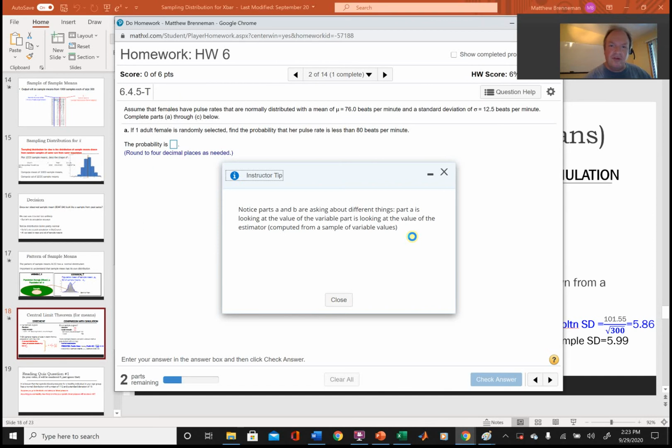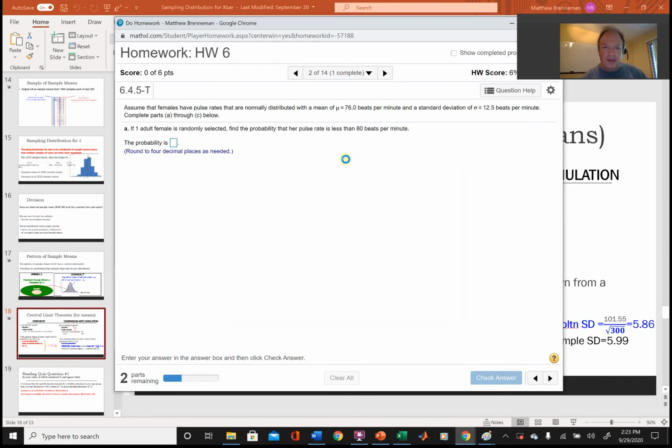Assume that females have pulse rates that are normally distributed with a mean of 76 beats per minute and the population standard deviation of 12.5 beats per minute, okay? So one of the things the students have to understand is the difference between an individual value, the value of a variable, and the value of the estimator, right? So if one adult female is randomly selected, there we're looking at the variable. What is the probability her pulse rate is less than 80 beats per minute?